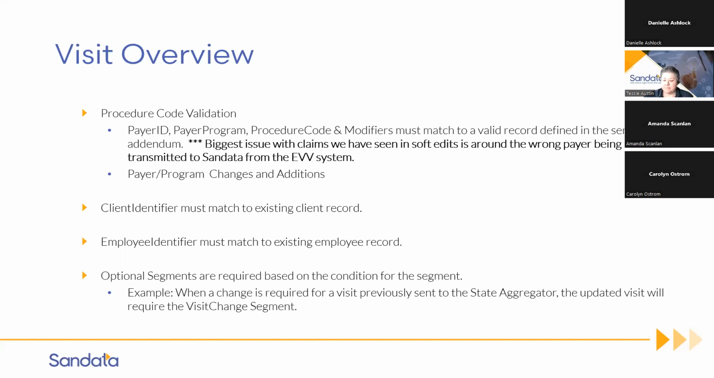So I just wanted to read that specifically, and that table is there, and we're going to show that in a moment. We saw some issues with claims during soft edits around the wrong payer being transmitted to Sandata from the EVV vendor system. It's important that, however that works, if a provider is contracted with a certain health plan, that's what's in the data in aggregator, because otherwise when the health plan submits those claims, they won't match. So if you do have some issues with that, then certainly we need to help you guys with that. The biggest thing is going to be the providers checking their data in aggregator, which they will have access to.